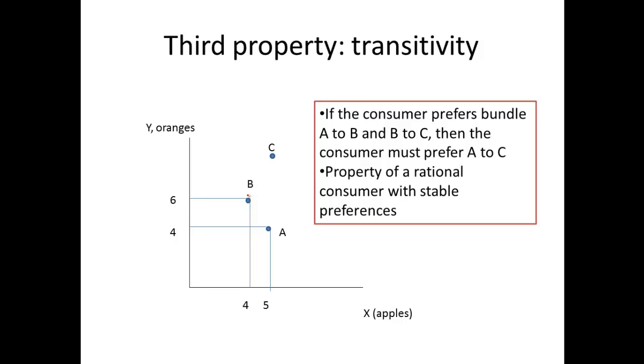The third property we call transitivity. So transitivity is kind of a property of consistency. The idea is this, in the box. If the consumer prefers bundle A to B and prefers bundle B to C, then the consumer must also prefer A to C. Now, it's just kind of a property of rational consumers with stable preferences, and I think most grown-up people tend to obey this property.